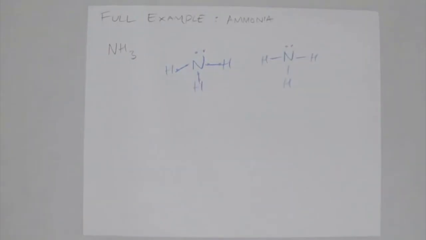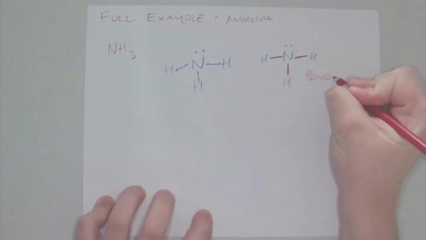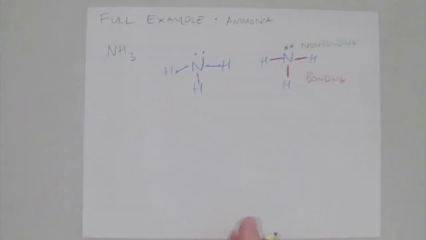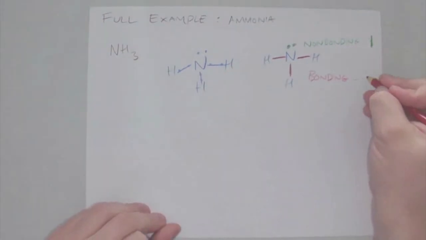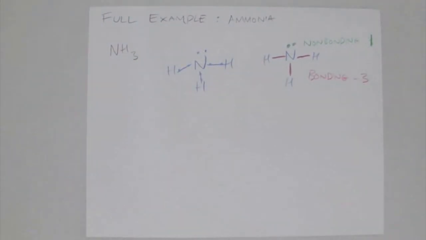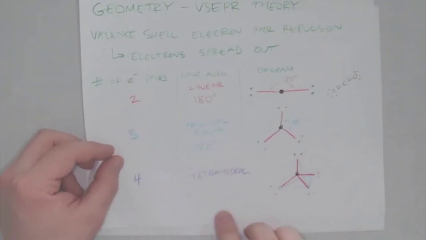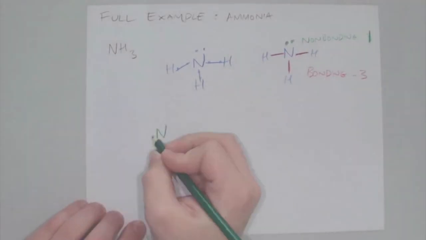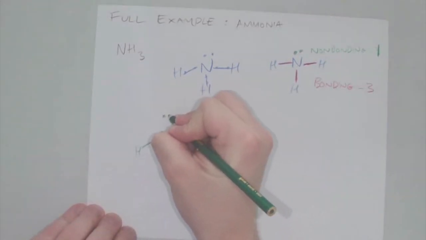Now let's identify that once again. 3 bonding electron pairs, and then 1 non-bonding electron pair. So counting all of these, we've got 1 non-bonding pair and 3 bonding pairs. Let's go back to our VSEPR theory and say 4 electron pairs. That's going to be some form of tetrahedral. So we can sketch this out as having nitrogen in the middle, hydrogen, hydrogen, hydrogen, and at the top we're going to have this electron pair.